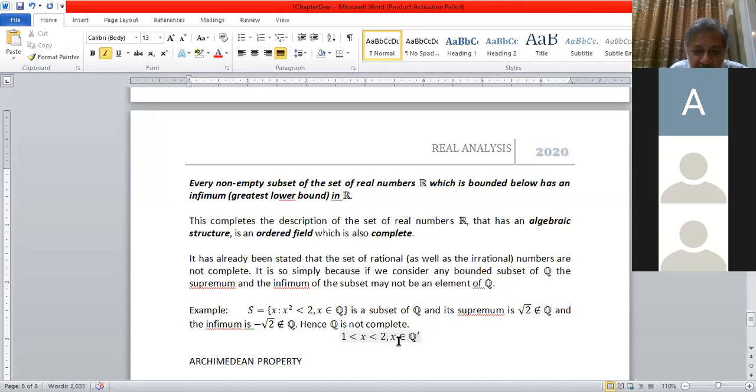Now here is a set of all irrational numbers that lie between 1 and 2. The set is bounded. The supremum is 2. The infimum is 1. Neither the supremum nor the infimum is an irrational number. They are rational numbers. So the supremum is not in the set of irrational numbers. So the set of irrational numbers is not complete.